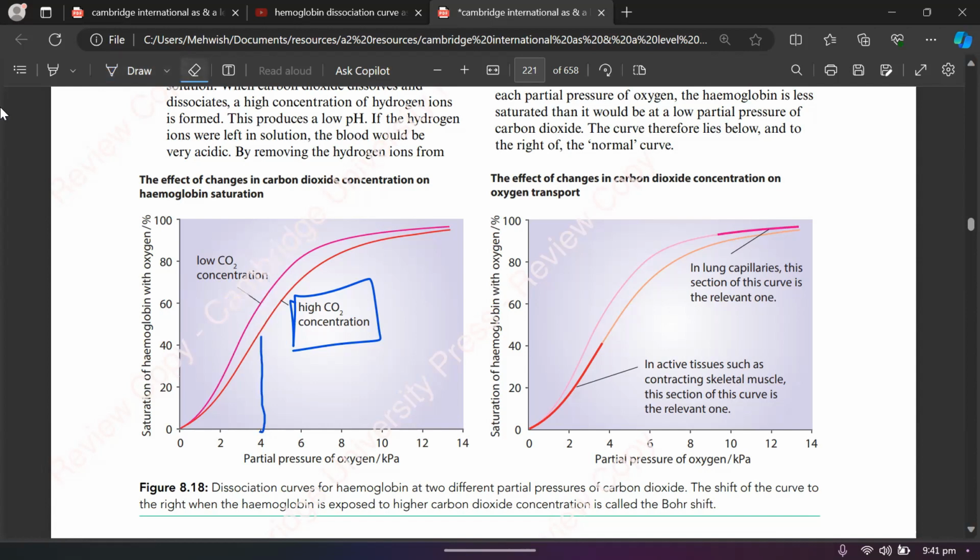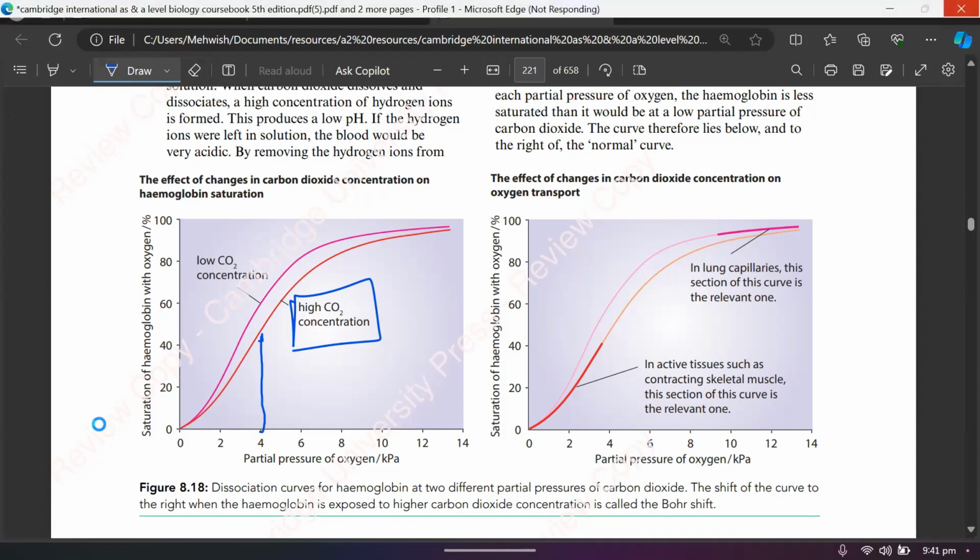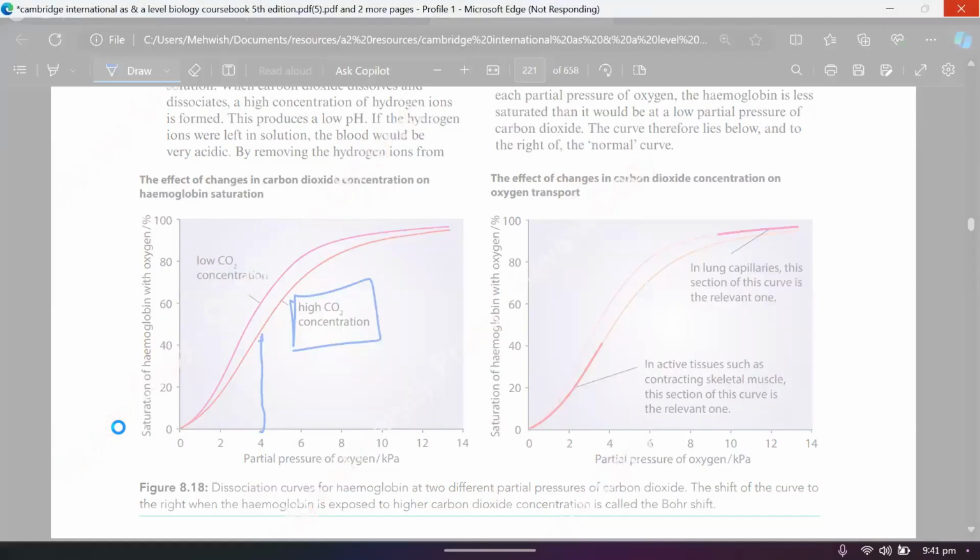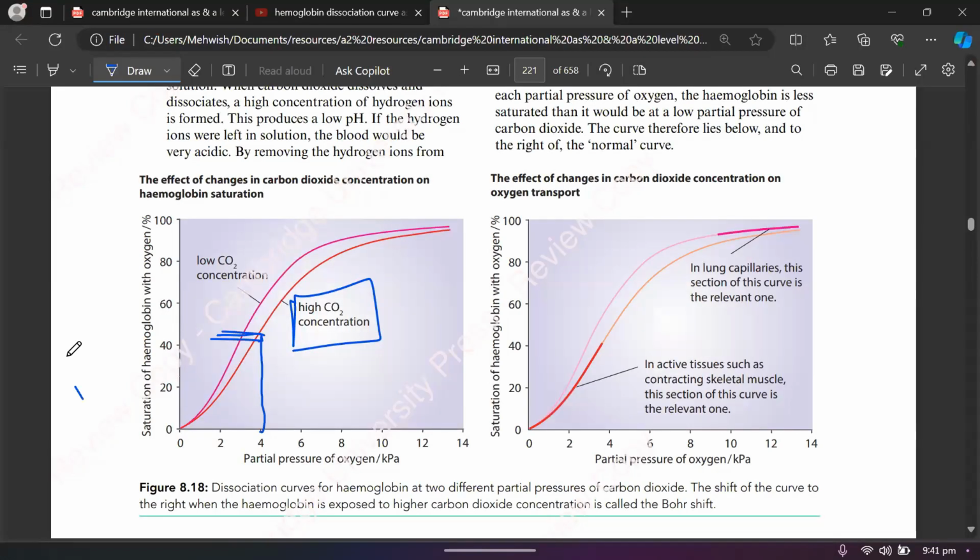Wait, this is the hemoglobin saturation when the carbon dioxide concentration is... it is not responding. Just wait for a while, it may start responding. Microsoft Edge is not responding. I don't know why. Okay.